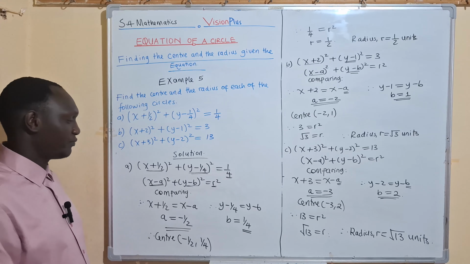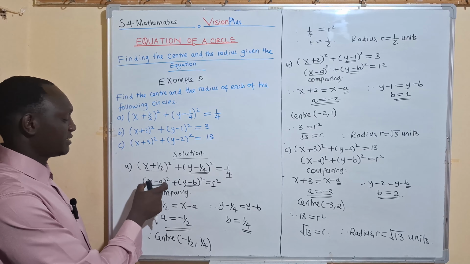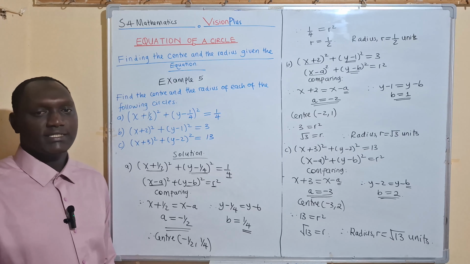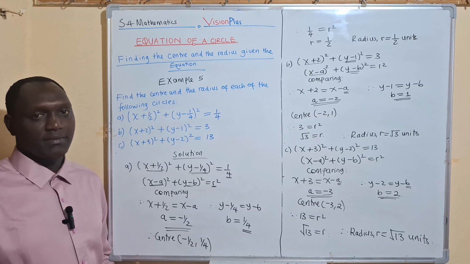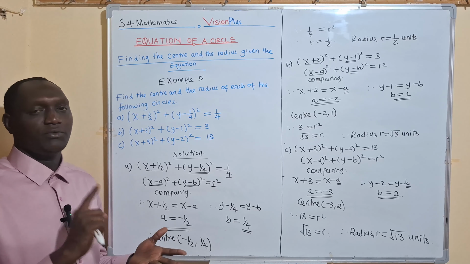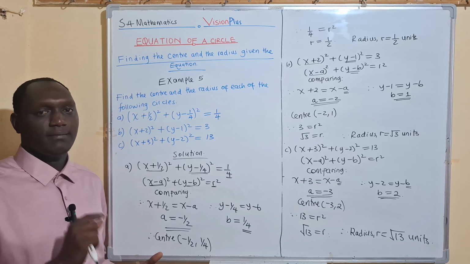There is no problem. And then in the end, you can come back, compare the terms containing x to the equation of the circle and get a. So the order of getting a, b and r doesn't matter. You can begin with r, b, then a, or you can begin with b, r and a. But in the end, you must find a, b and r.